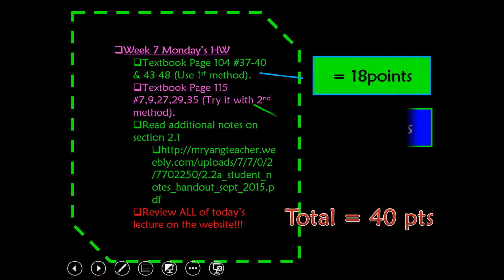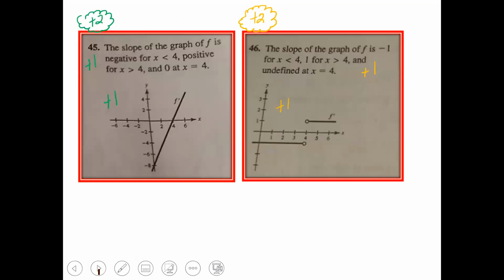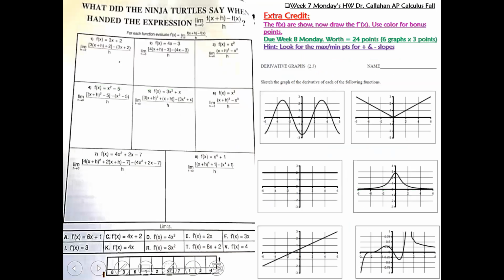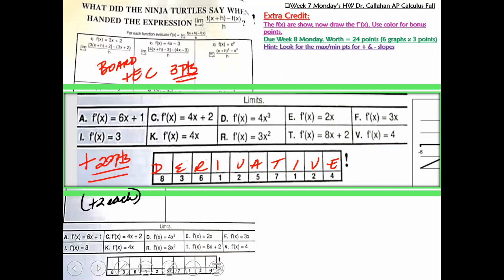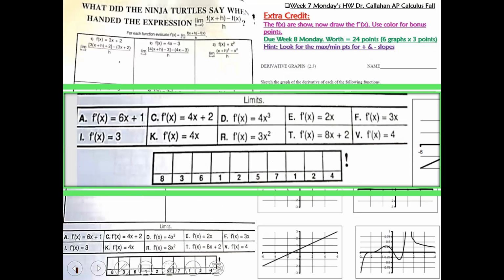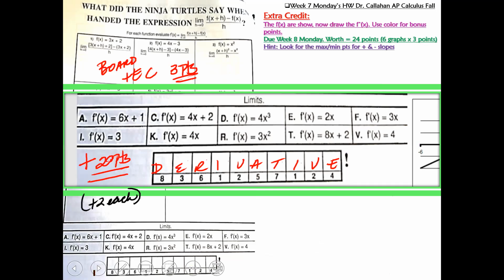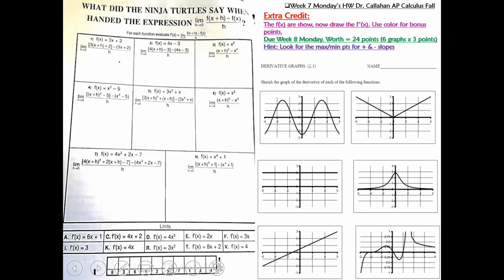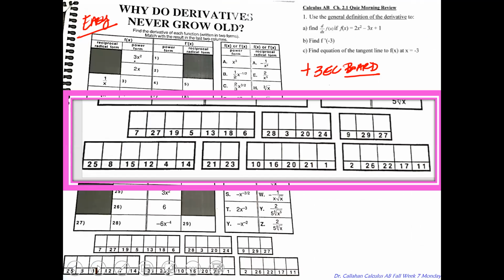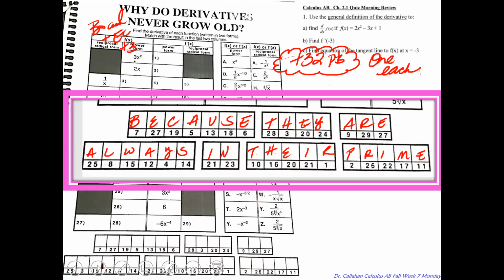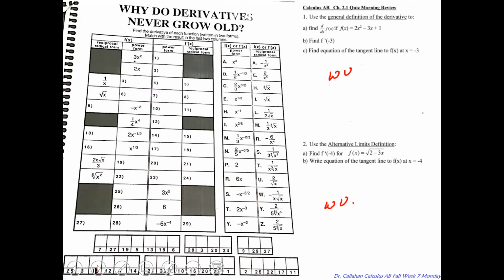All right, you guys, we're going to go ahead and proceed forward with today's stuff. Oh, yesterday you guys also had a calculus puzzle that says, what did the Ninja Turtle say when he handed in the expression with the limit definition? And it should be derivative. Cute. And the next one is, why do derivatives never grow old? I asked you to go ahead and use the power rule on this one because they are always in their prime. Prime. Goodness.